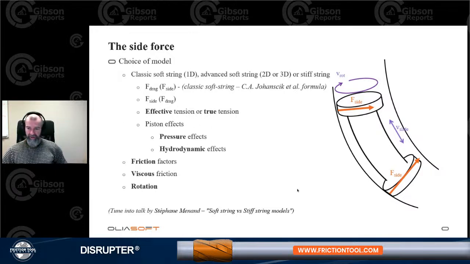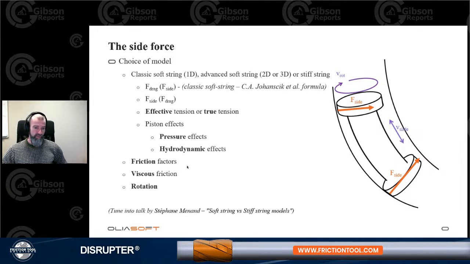So piston effects, that I mentioned, also come into play here, of course, when we try to figure out what the side force is. So it's a pressure effect. Obviously, that pressure effect can be static, or it could be dynamic. So if you're tripping in and you're not pumping anything, just running the drill string into the hole, you get some pressure effects. But once you start pumping, you get different effects. Obviously, the viscous mud is flowing in the annulus. That, of course, also affects the tension, which then will affect the side force.